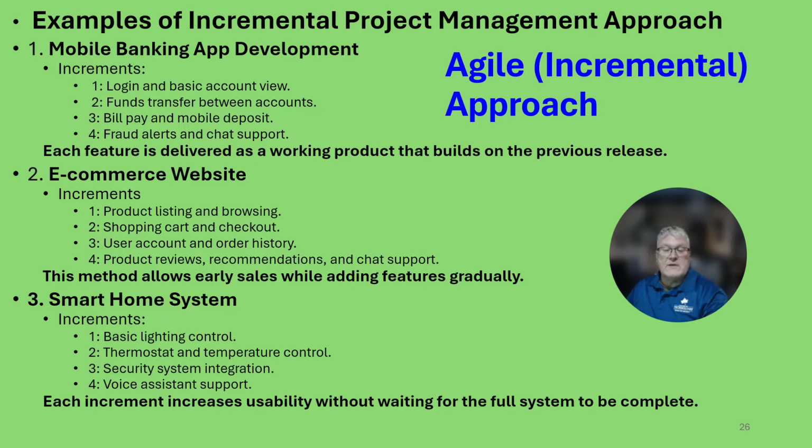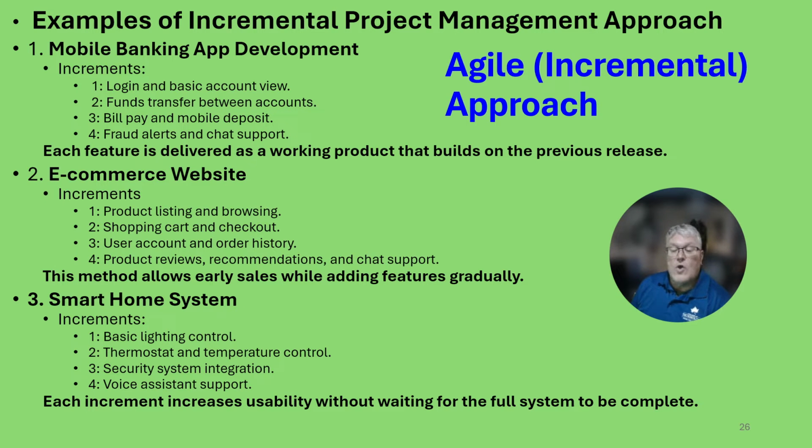The next example is an e-commerce website, kind of like Amazon. Increments might involve product listing and browsing, shopping cart and checkout, user account and order history, product reviews, recommendations, and chat support. This method allows early sales while adding features gradually.